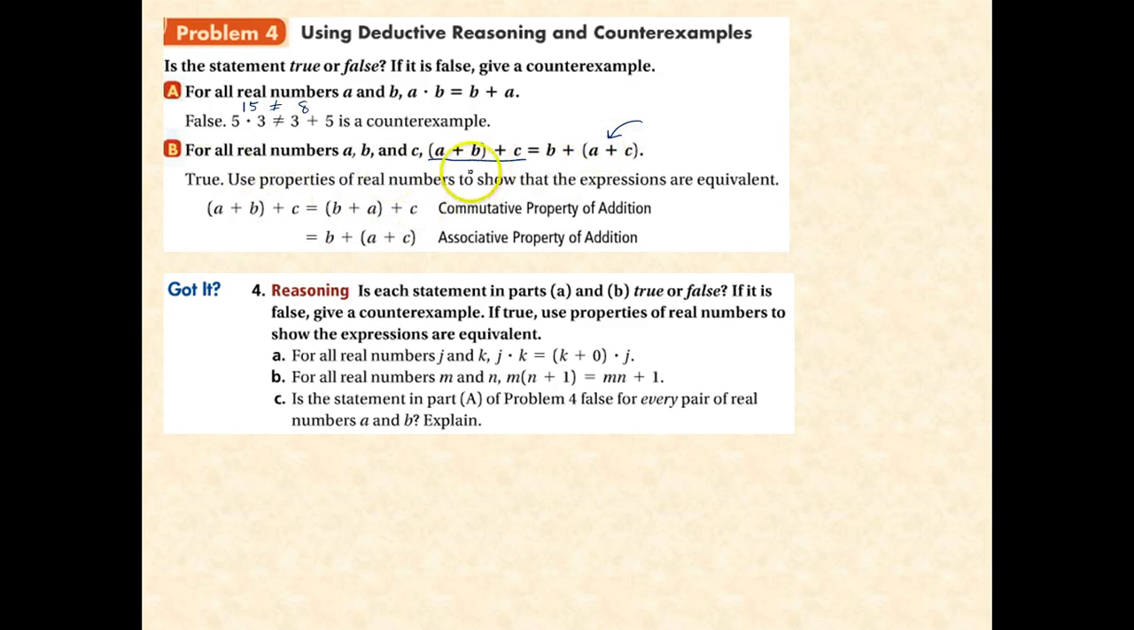So this one is true for all real numbers because we used two properties that we know are true for all real numbers. So why don't you pause and give this some thought. See if you can get an answer for those.